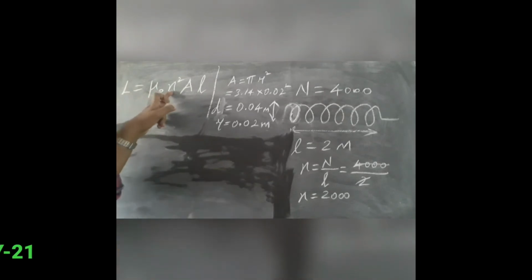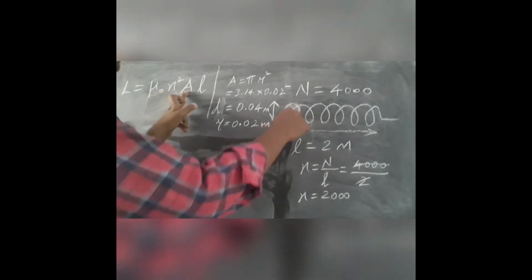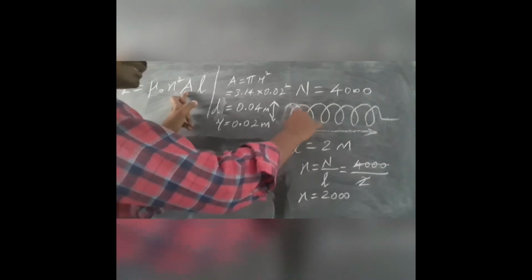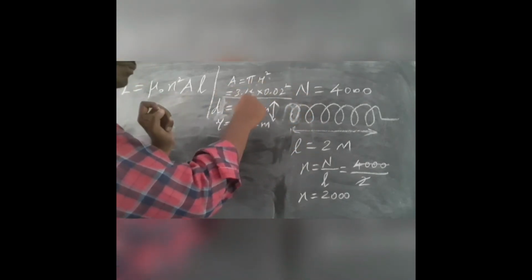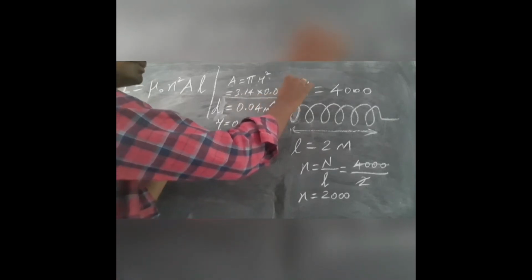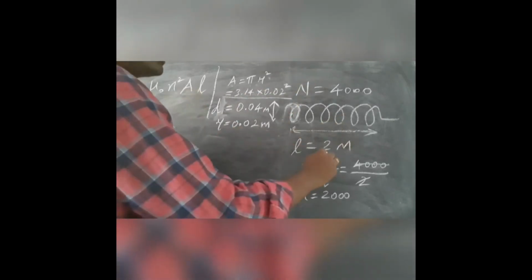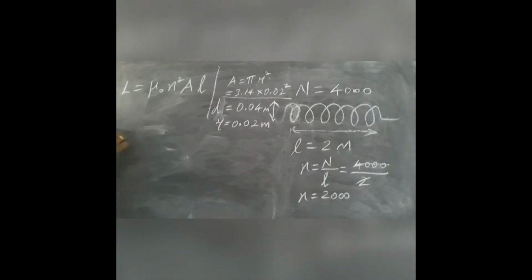n value now only we have found. Number of turns per unit length. A is the area of the cross section of the solenoid. It is a circular shape. So what is the area of the circle? Area is equal to pi r square, pi 3.14 into 0.02 the whole square. L is the length of the given solenoid, 2 meter. So that values can be substituted.